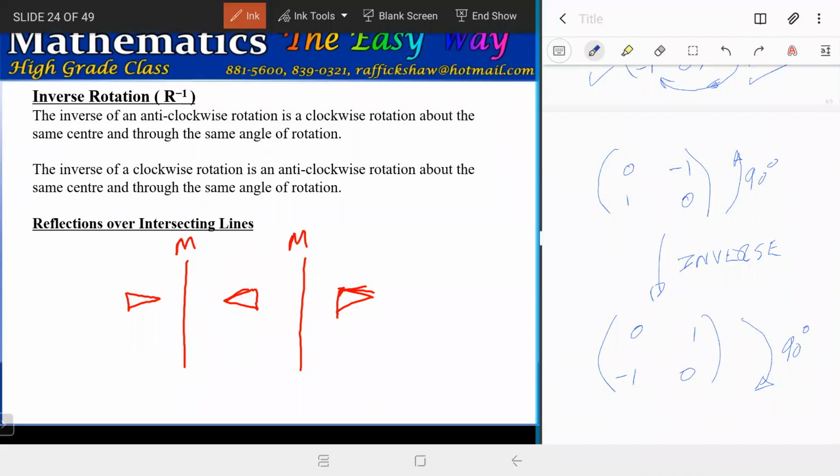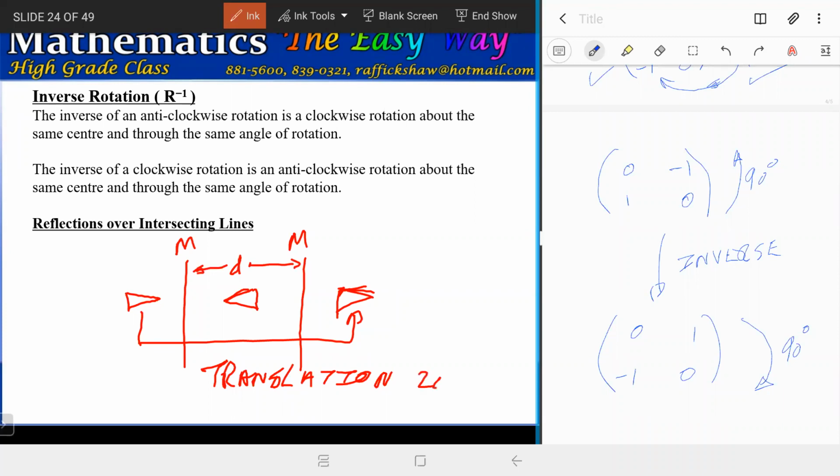like that. And what we said is that to go from this one straight to this one is a translation. So it's a translation, and the distance of a translation is twice the distance. The distance between these two is d, and the distance of the translation is 2d. That's what we said in the last class.